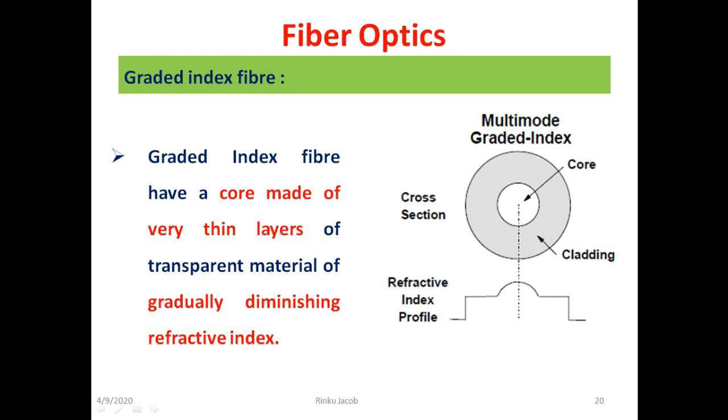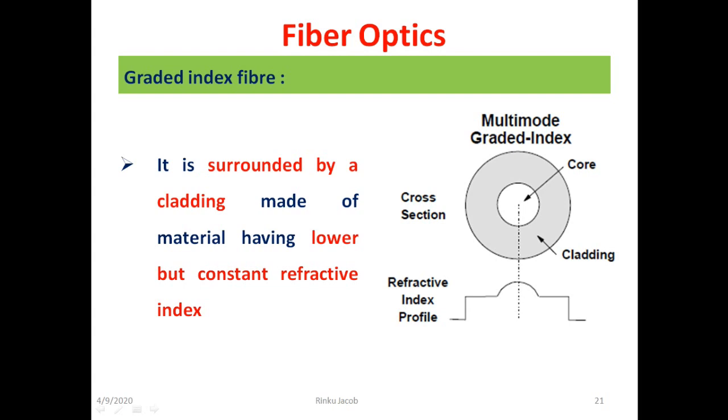As you can see in the figure to the right, multimode graded index fibers have a core made of very thin layers of transparent material of gradually decreasing refractive index. The core is surrounded by a cladding made of material having lower refractive index compared to the core, and which is constant throughout the entire cladding.